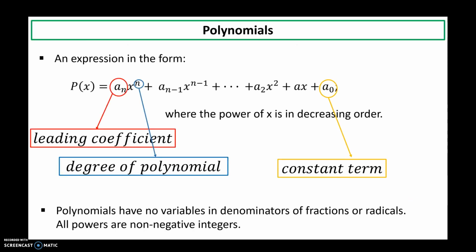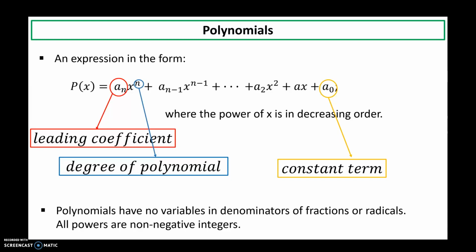Okay, so what is a polynomial? A polynomial is an expression in this form. The power of x is decreasing in order. The lead coefficient would be the coefficient to the term that has the highest exponent. We call that highest exponent the degree of the polynomial. The term that does not have an x with it is known as the constant term.